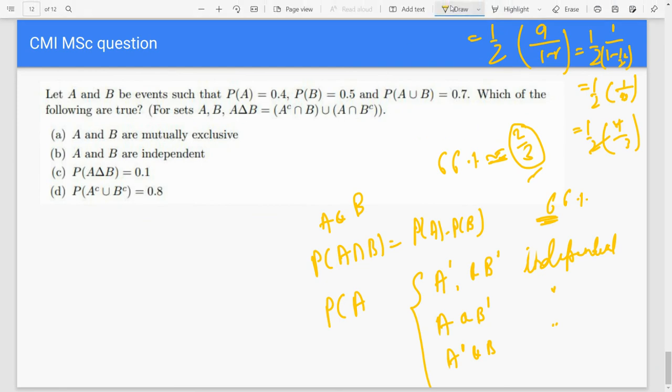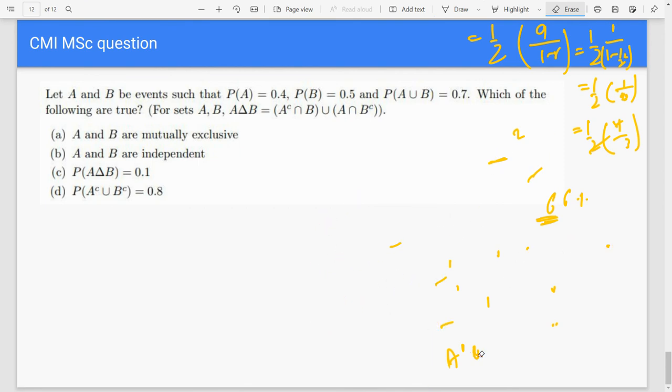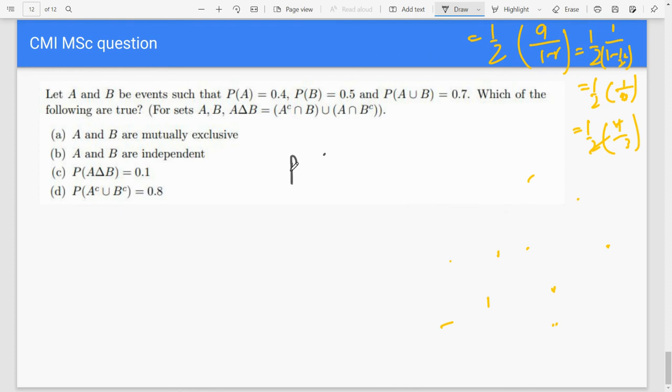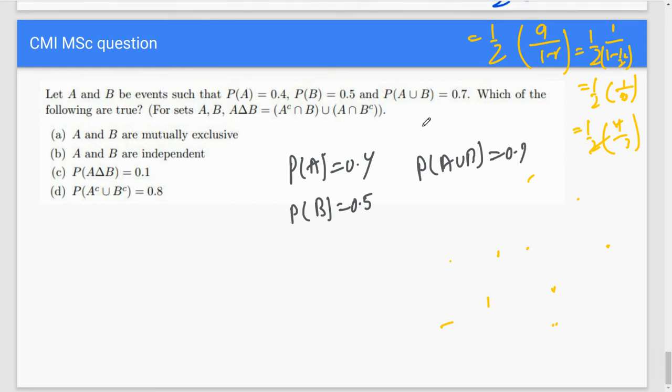Okay, so at the end, let's discuss this particular question from the CMI questions that I saw and tried to include. The question says A and B are events such that the probability of A is equal to 0.4, the probability of B is equal to 0.5, and the probability of A union B is equal to 0.7. These things are given. Which of the following are true?